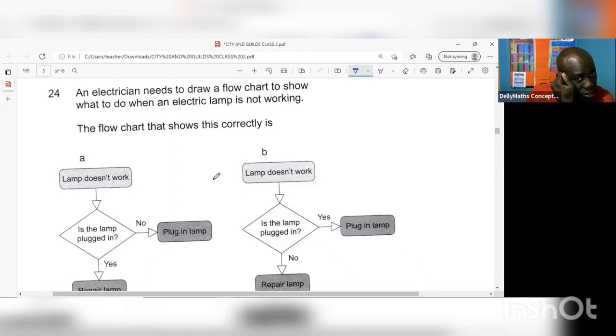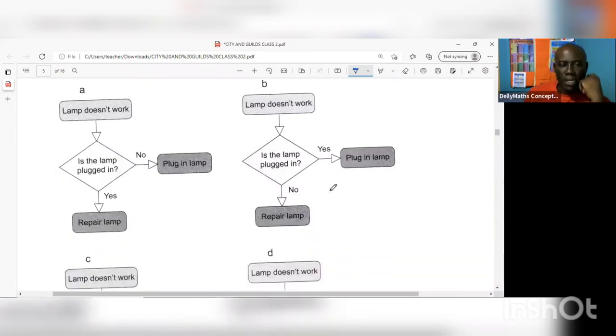And the electrician needs to draw a flow chart to show what to do when an electrical lamp is not working. The flow chart that shows this correctly is, all right, so let us look. Situation A, lamp does not work. All right, so with all of them, we see that the lamp does not work. So that is the situation here. Lamp does not work. What do you do? Let's check them out.